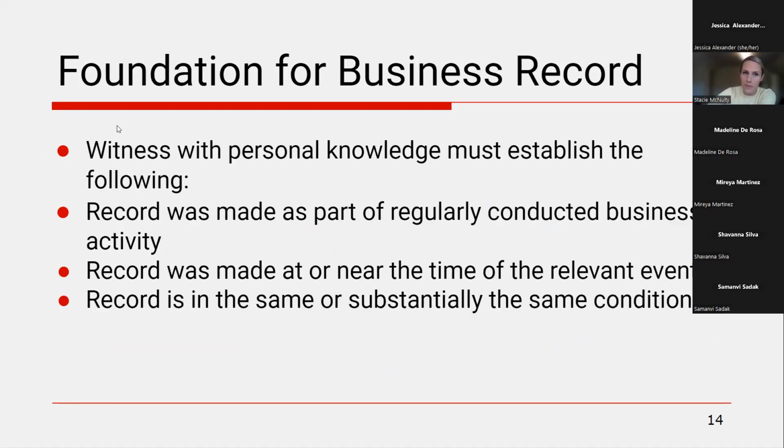Okay, so I'm going to do an example for a business record, because the scroll is a business record. The requirements for foundation for different types of evidence are in the mock trial rules. But this one is probably going to come up in almost any civil case. The rules for foundation are that the witness has to have personal knowledge, and they have to establish that the record was made as a part of their regularly conducted business activity. It was made at or near the time of the particular event, and the record is in the same or substantially the same condition.